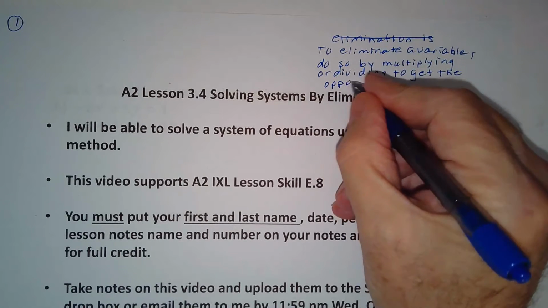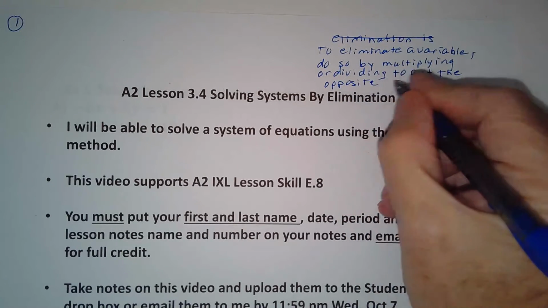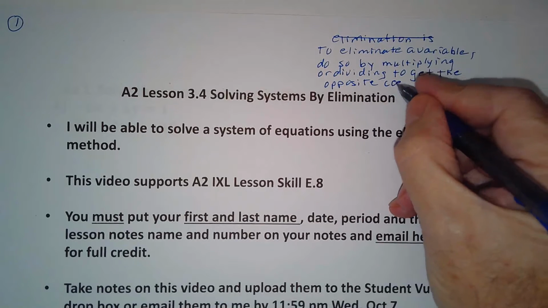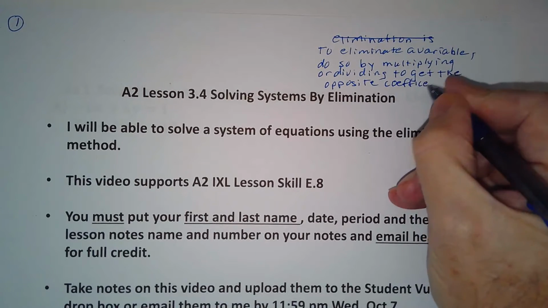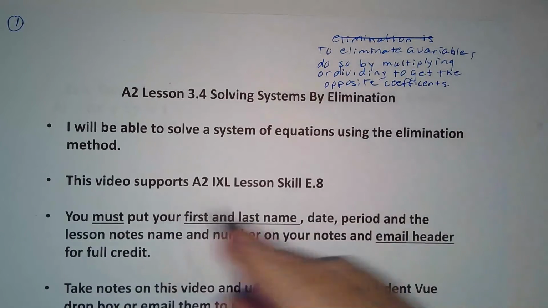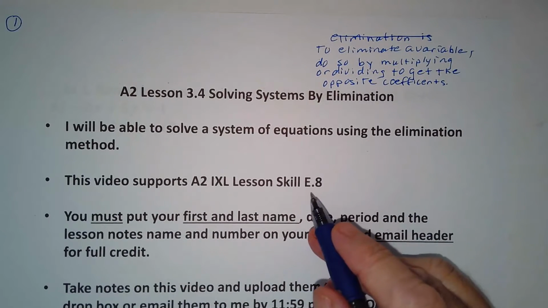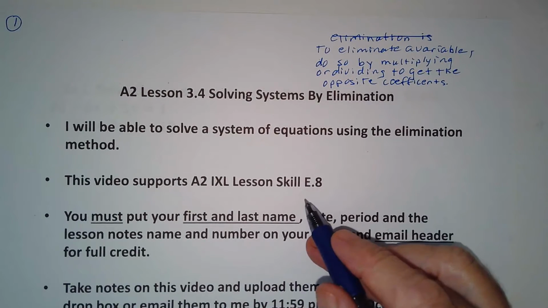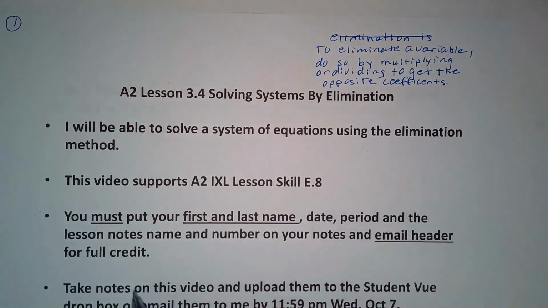Now you've been doing this in your undoing process, when you're undoing equations. So this is very similar to that, okay? All right, and this video supports Algebra 2 IXL Lesson Skill E.8.